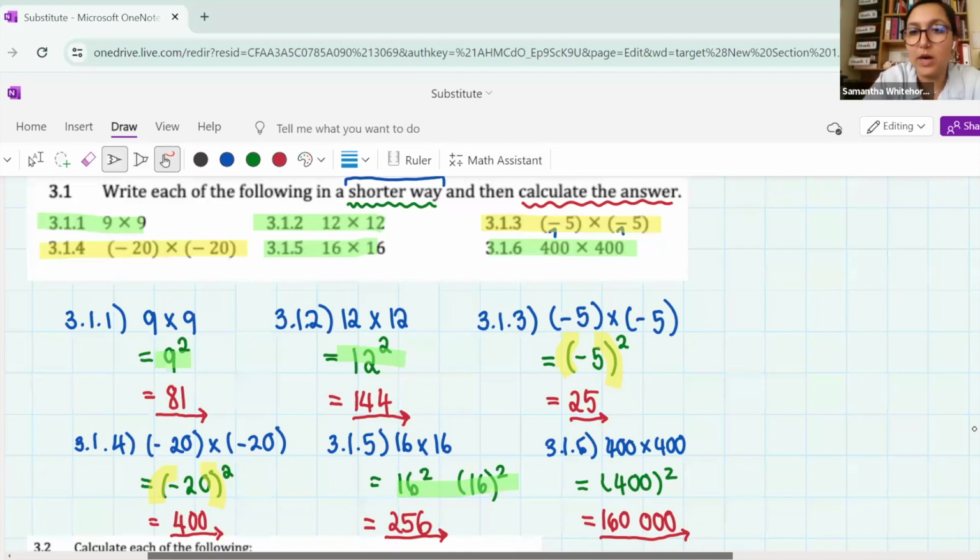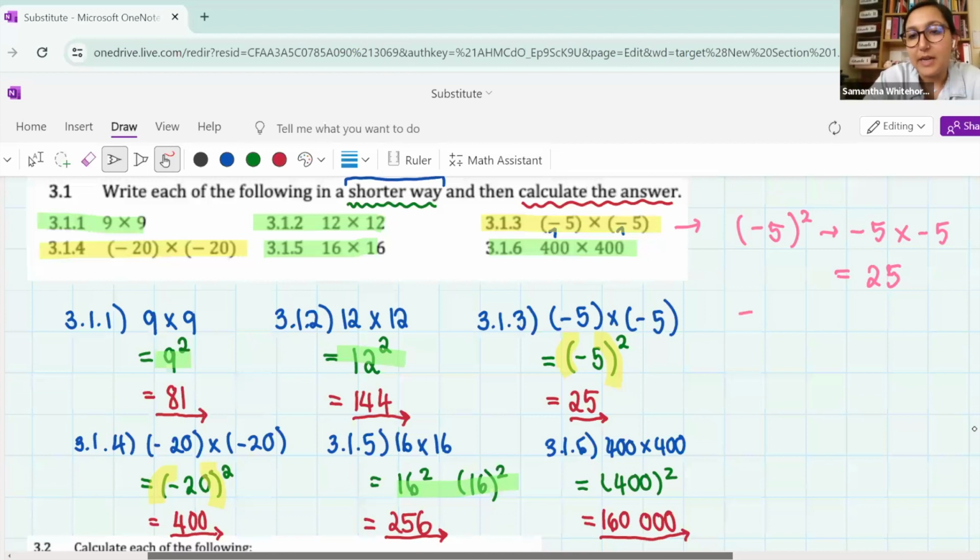Okay, so guys, the reason why we have to have the brackets is if we look at 3.1.3, if we have (-5) and we're squaring it, what that means is we've got -5 times -5. Negative times a negative is a positive, 25. So because we're squaring the whole negative value, we end up with a positive.